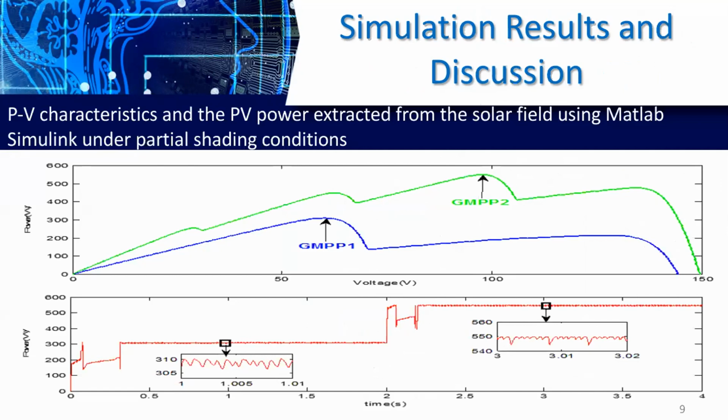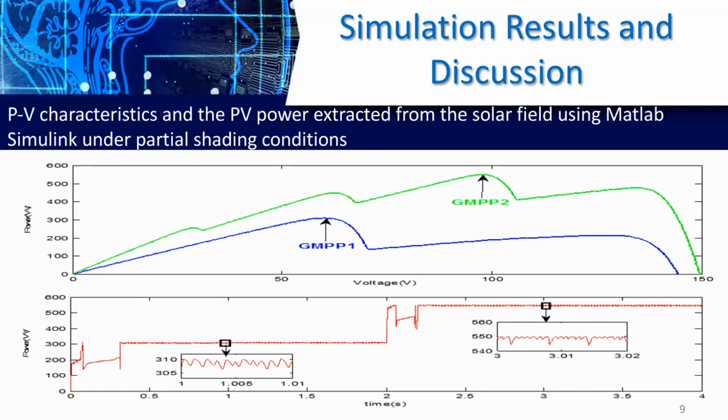So as you see here, we have 2 cases. We have the first case where we have only one local maximum power point, and the second case where we have 2 local maximum power points and 1 global maximum power point. And here we have the power extracted from the PV system. As you see, we have 300 watts for the first case and 550 watts for the second case.